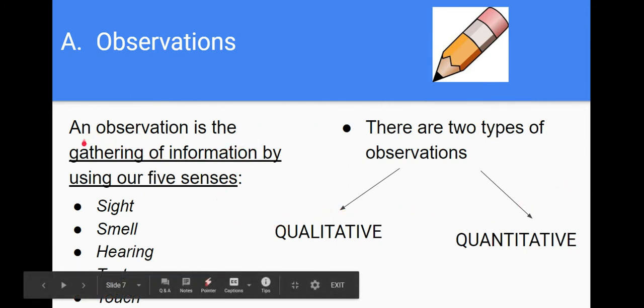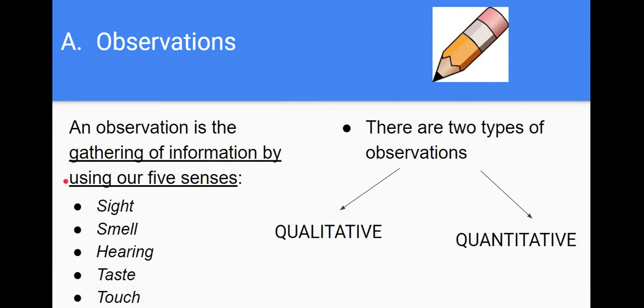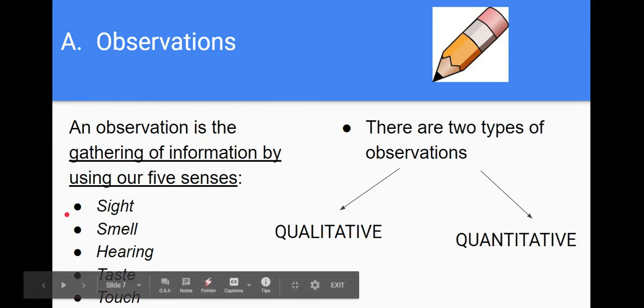So what is an observation? It is the gathering of information by using our 5 senses. That's using your sight, your smell, your hearing, your touch, and your taste. Obviously, this is hidden by this bar down here.